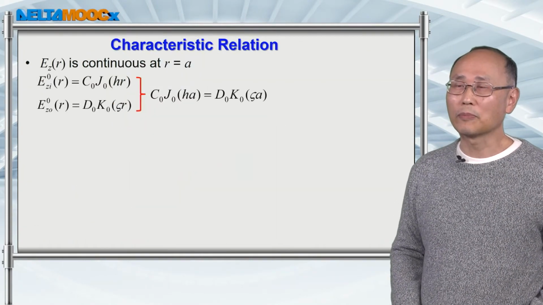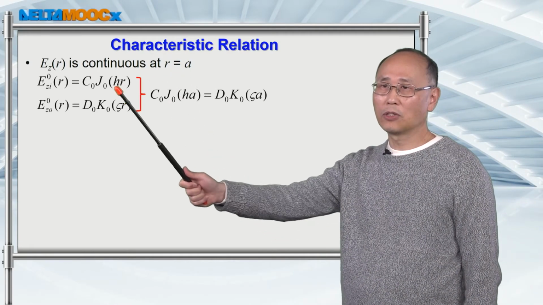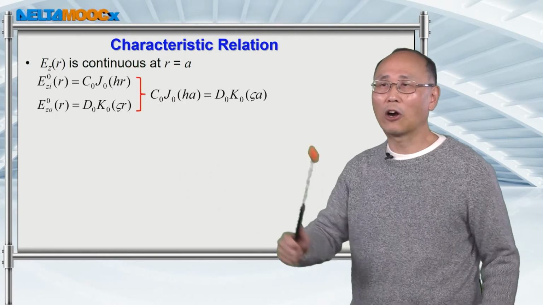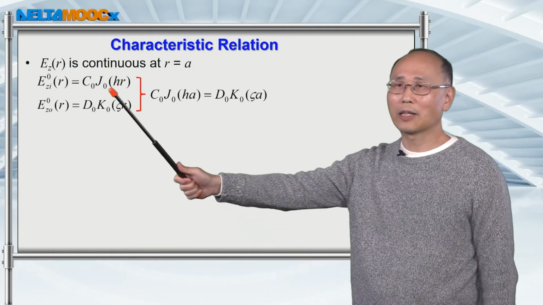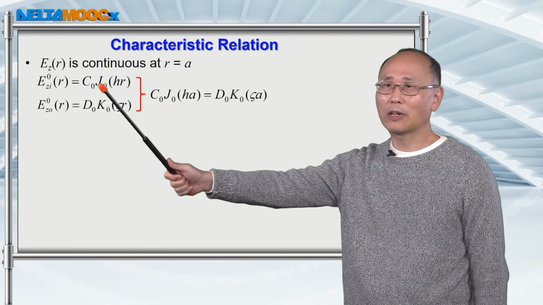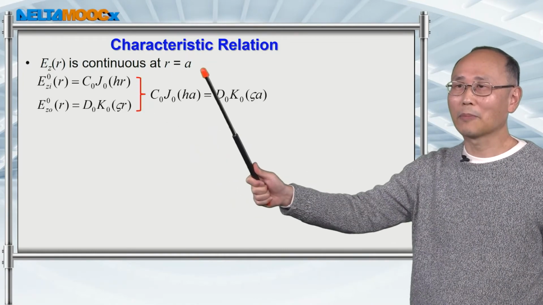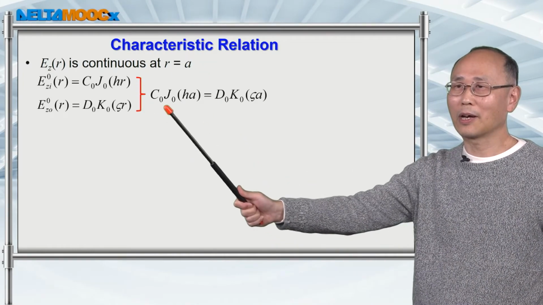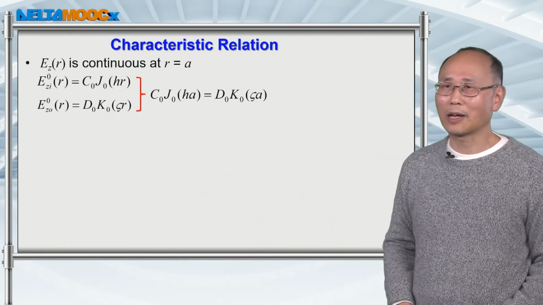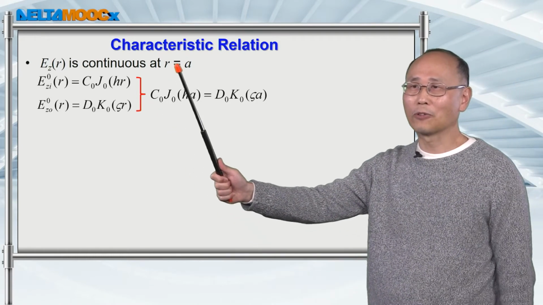Now we want to match the boundary conditions. The boundary is at r equal to a. So the tangential component of the electric field will be continuous at r equal to a. So let's pull out the solutions for the z component electric field versus r inside and outside the core region, set r equal to a at the boundary, and equate this field to this field to get this relationship. So this is based on the continuity of the tangential field at r equal to a.